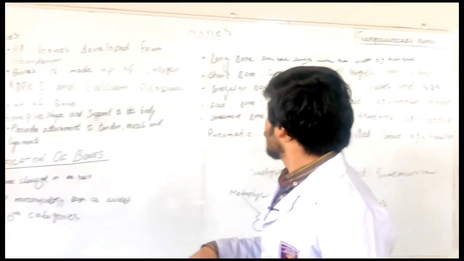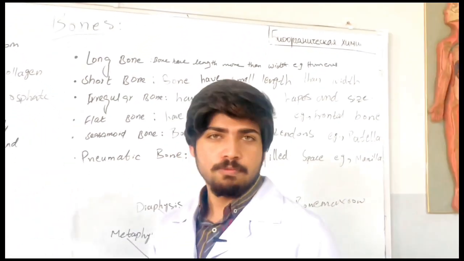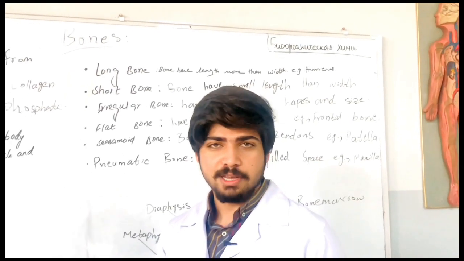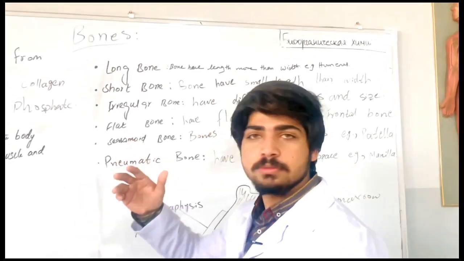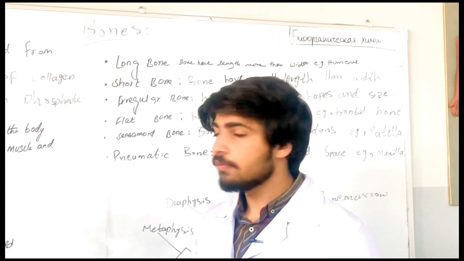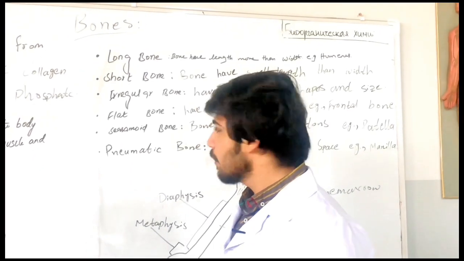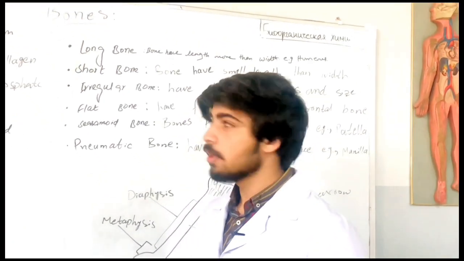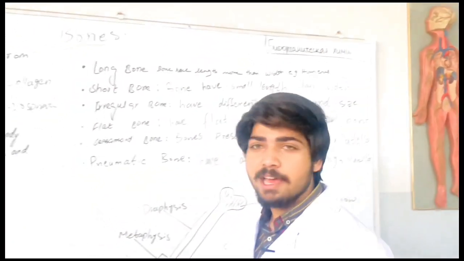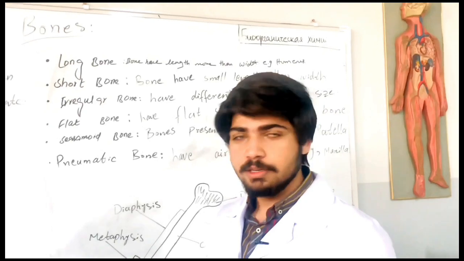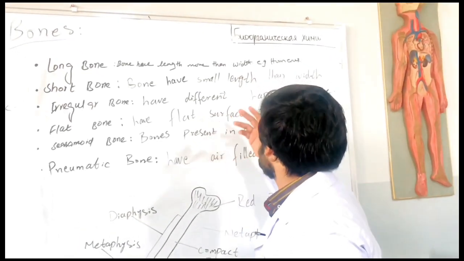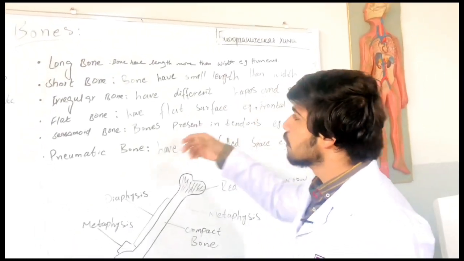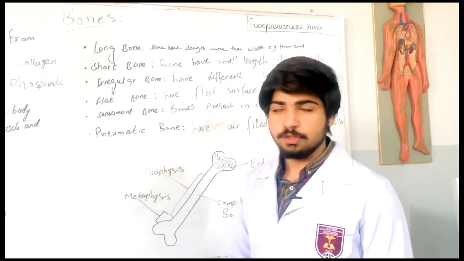Then we discuss types of bone. There are 6 types of bone: long bone, short bone, irregular bone, flat bone, sesamoid bone and pneumatic bone. First of all, we discuss long bone. As you know, a long bone has more length than its width. For example, humerus.